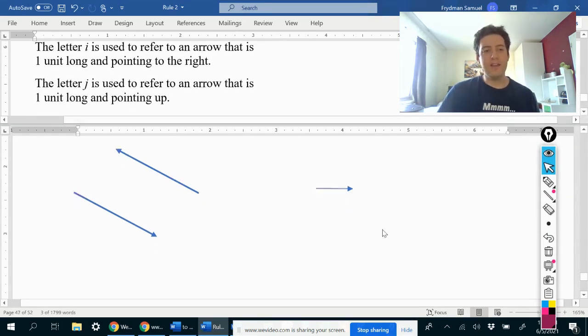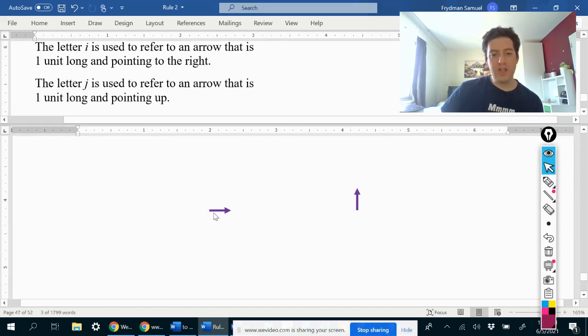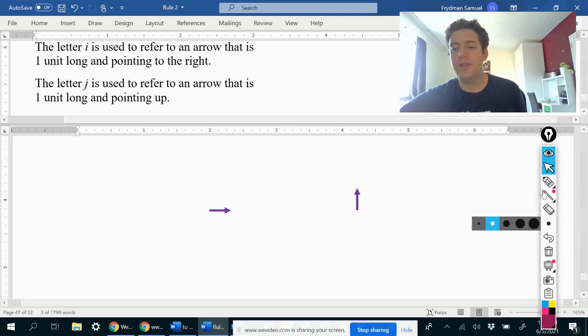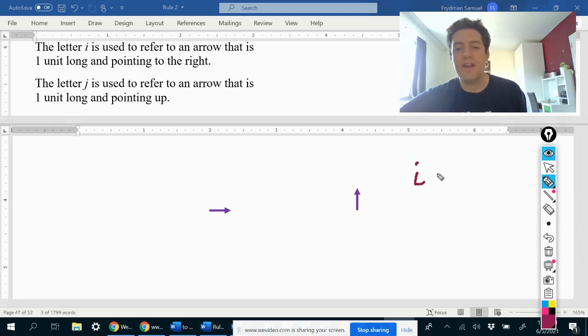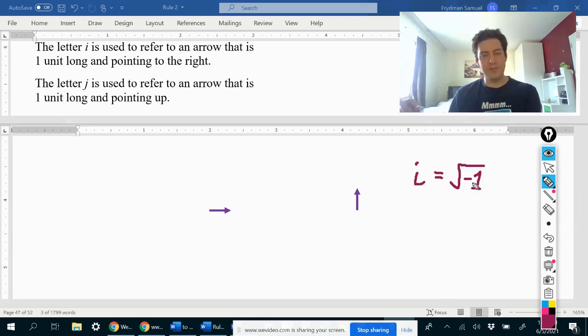The letter i is used to refer to an arrow that is 1 unit long and pointing to the right. So let's say that the magnitude of this arrow is 1, magnitude being how long the arrow is. So we're saying that this arrow, or this vector, is 1 unit long and it's pointing to the right. We call this vector i. Don't get that confused if you're a little bit familiar with complex numbers. Sometimes the letter i is used to mean the square root of -1. That's a completely different context.